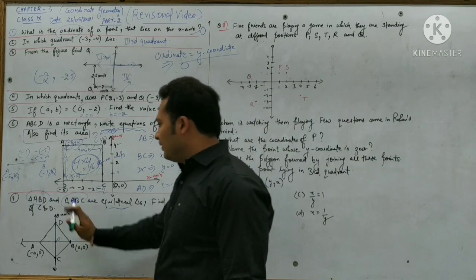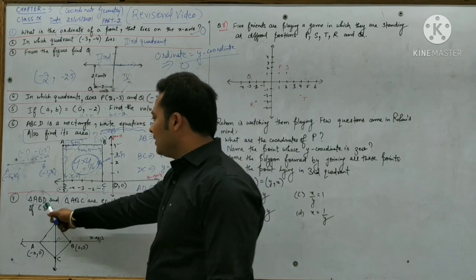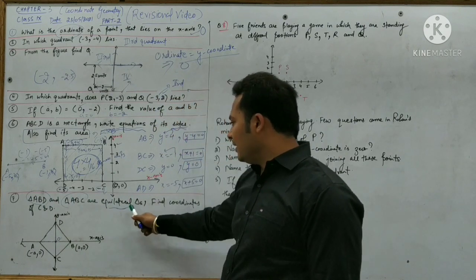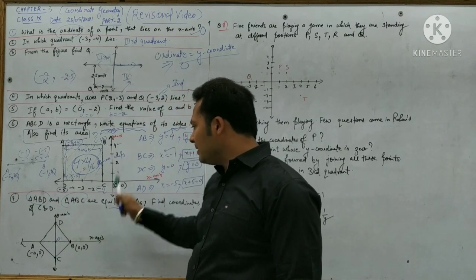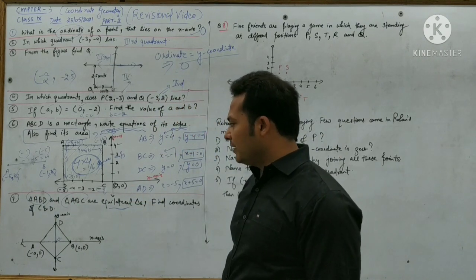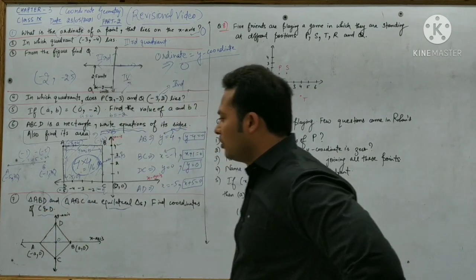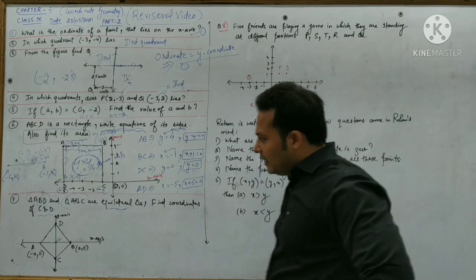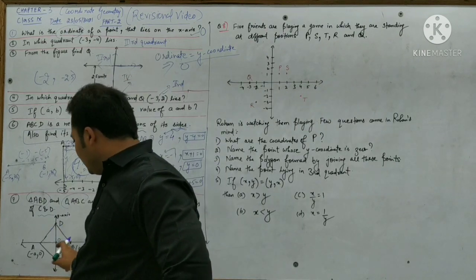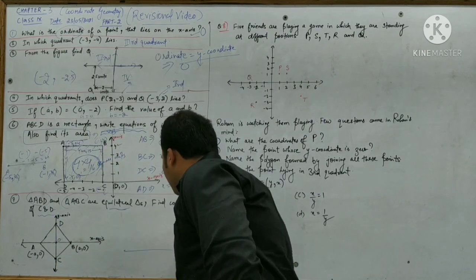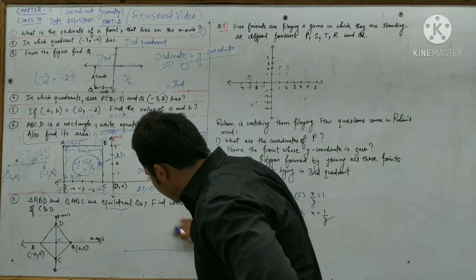Now see our 7th question. We are given that ABD is an equilateral triangle, and ABC is also an equilateral triangle, and we are to calculate the values of these coordinates C and D. Let us consider our first equilateral triangle ABD.